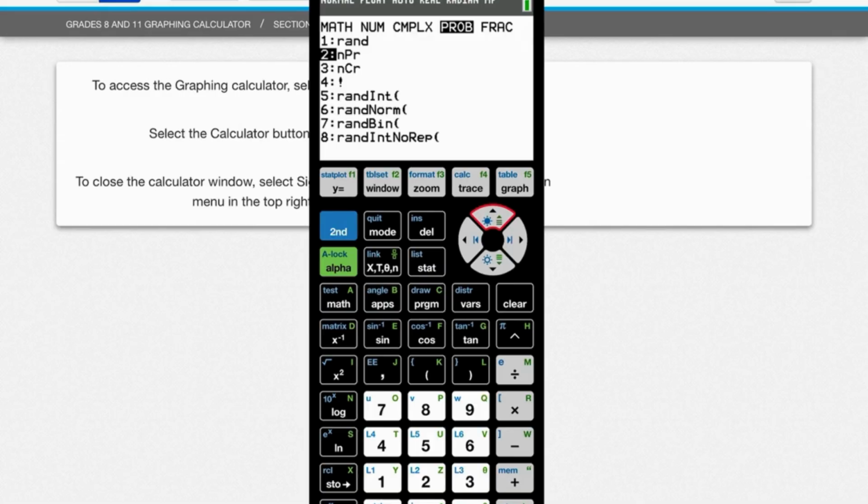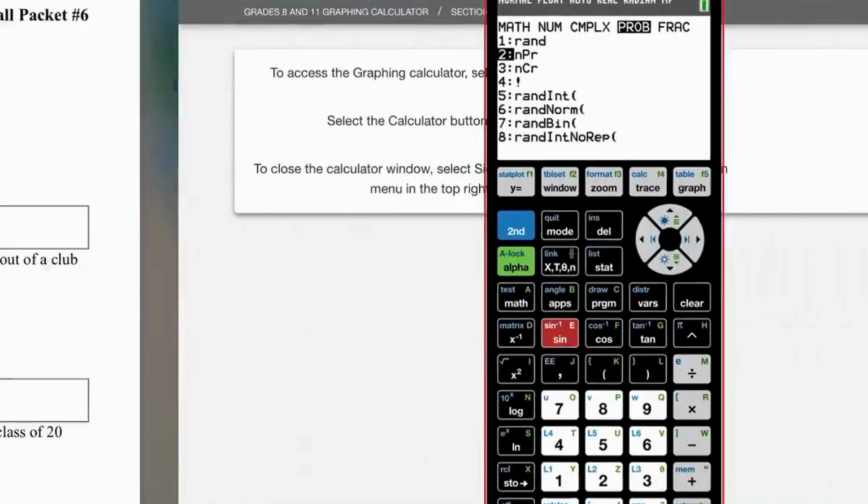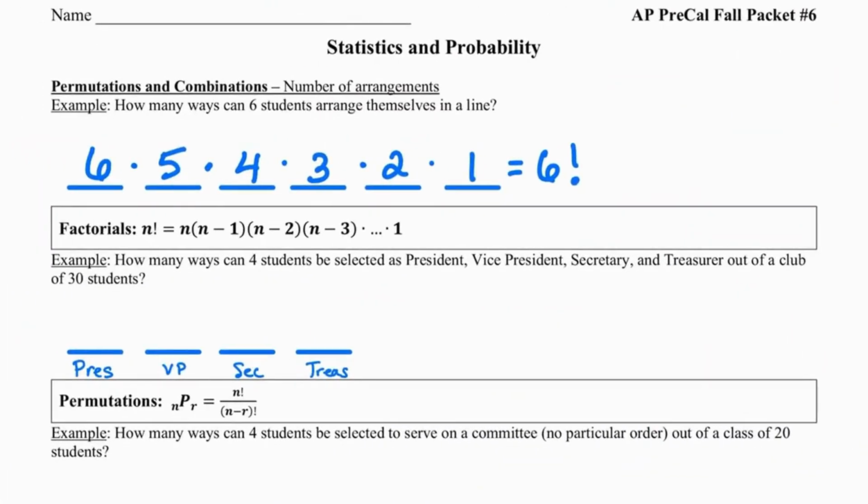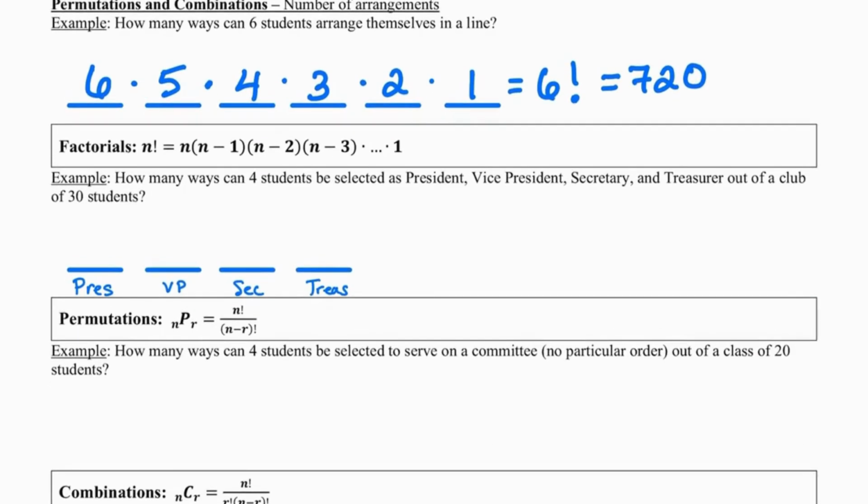If you type in 6 factorial into the calculator, you end up getting that there are 720 different ways of aligning six students in a line. But what happens if you don't use all the students? What if, like on this next one, we have 30 students and we want to put them in very specific offices in a club, and there are 4 offices?